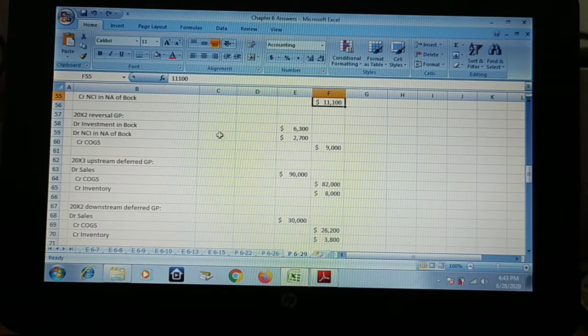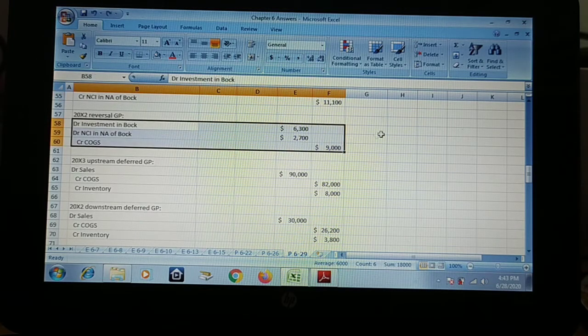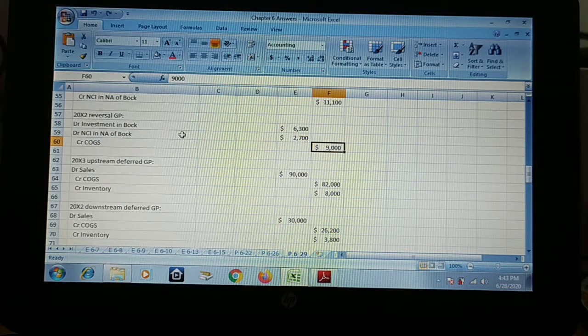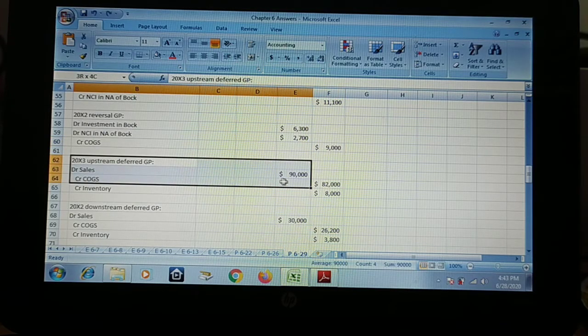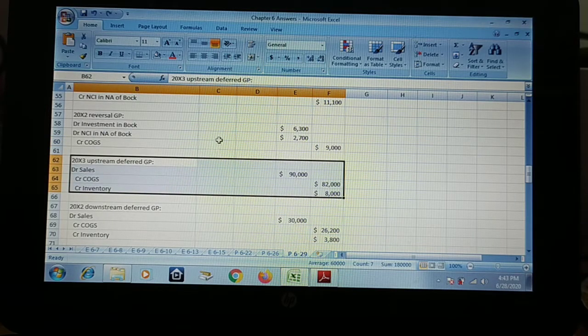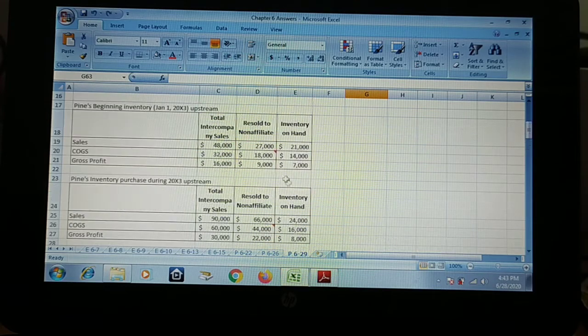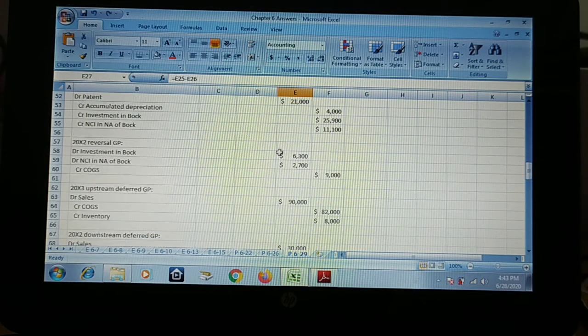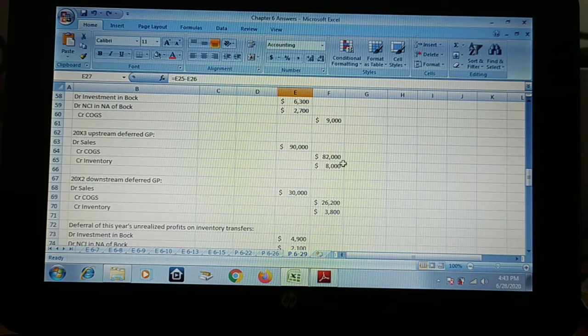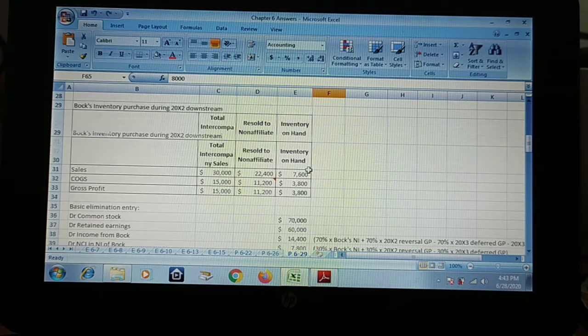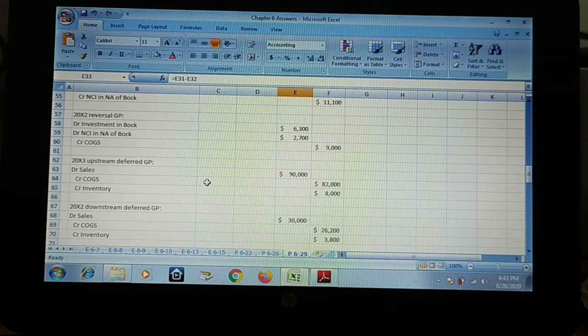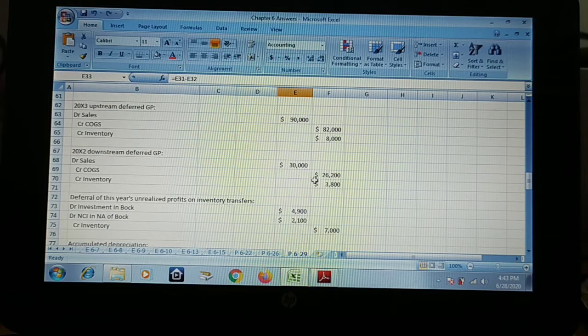Okay, so we need first to reverse the gross profit. Remember to distribute to parent and the NCI. Okay, so we reverse 9,000. 70% goes to parent, 30% goes to NCI. And then we have the upstream gross profit that must be deferred, 8,000. Okay, so debit sales, credit COGS, credit inventory. And then we have the downstream also. So again the same, debit sales, credit COGS, credit inventory.